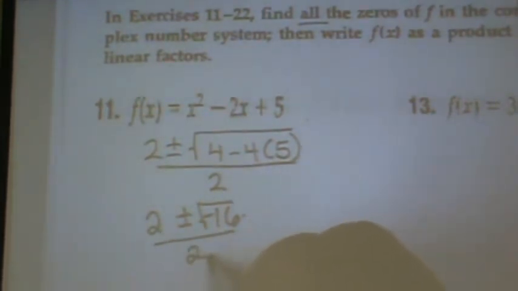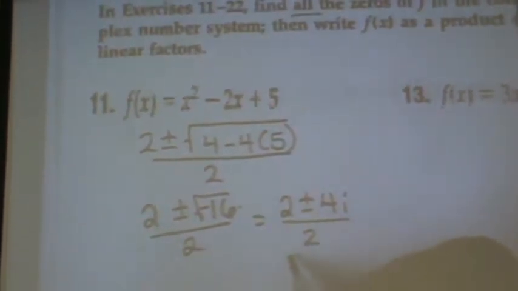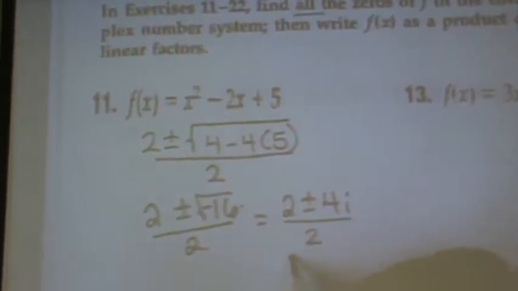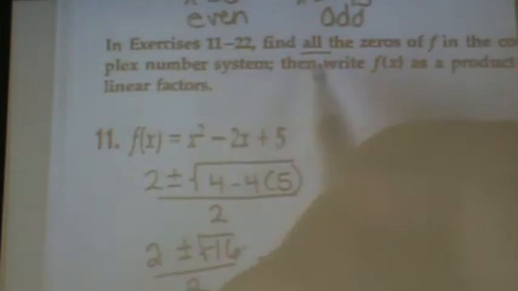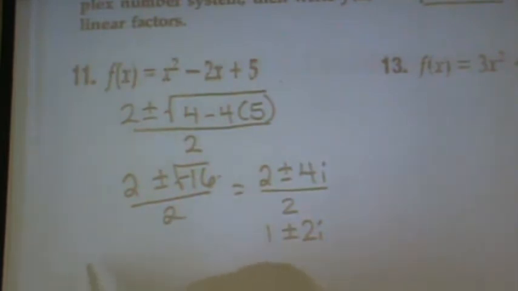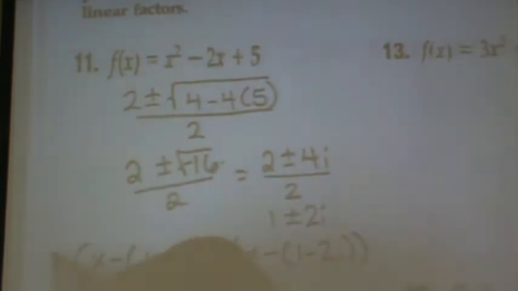So over 2. So your answer is 2 plus or minus 4i over 2, and then you cancel these, so 2 goes into 2 once, and 2 goes into 4 2 times, so it's 1 plus or minus 2i. Those are your 2 zeros. So how do you write? They want you to write it as a product of linear factors, so it's going to be x minus 1 plus 2i, and x minus 1 minus 2i. And that would be equal to f of x.